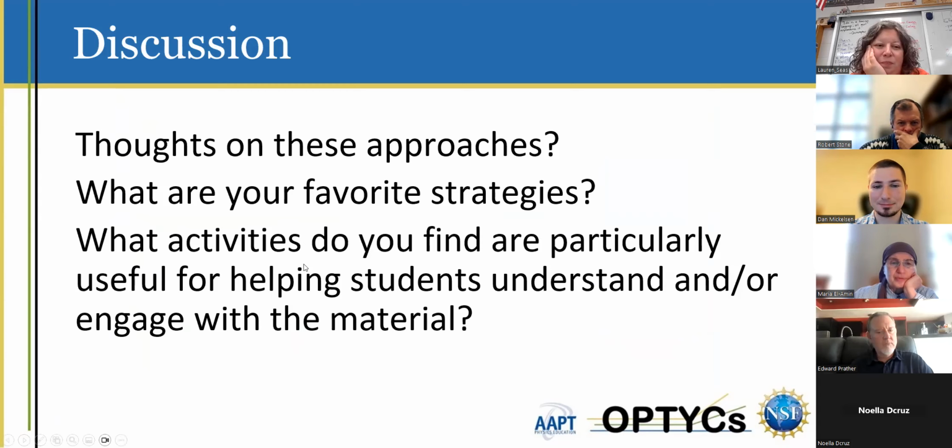So we've already talked about our thoughts on these approaches. Now we have open discussion. What kinds of things do you do in your intro astronomy courses? What are your favorite strategies or materials or anything else? And what activities are you finding are particularly useful for helping students understand or engage with the material? For Robert, I think this would be a great discussion since they're getting ready to do astronomy and haven't got the course up yet, but ideas are always helpful.